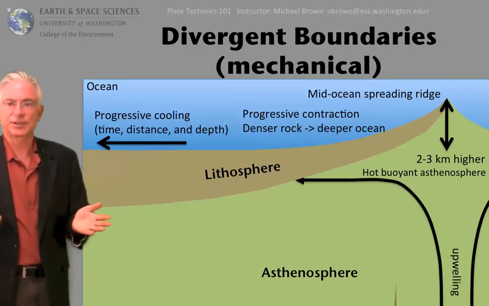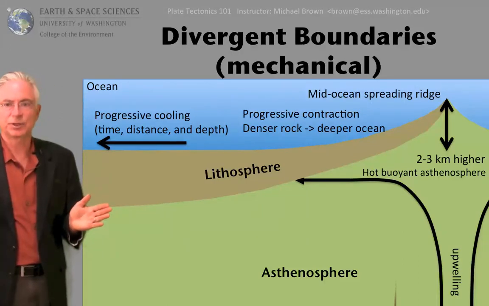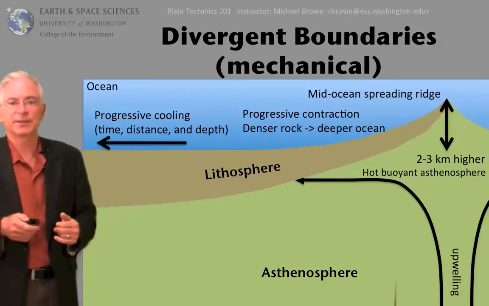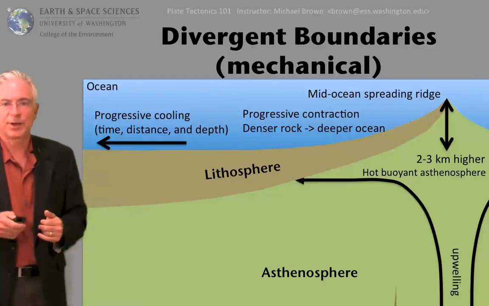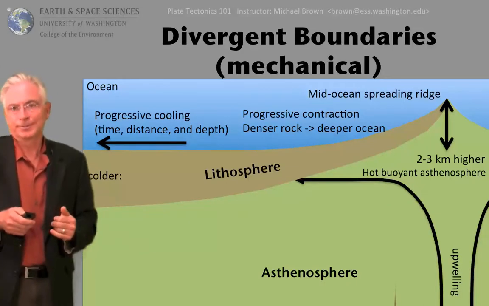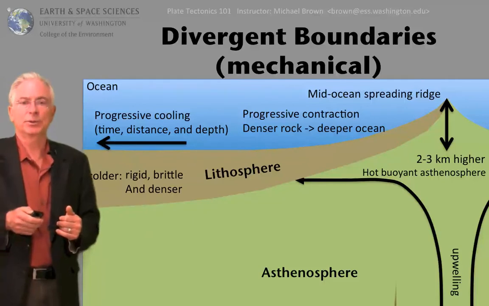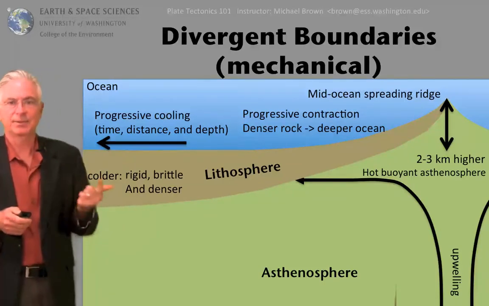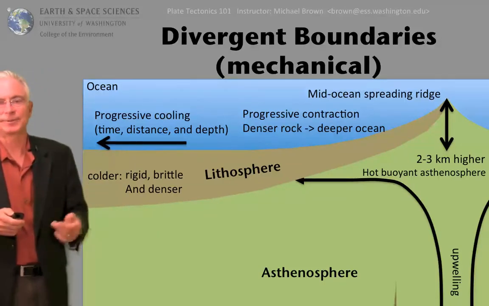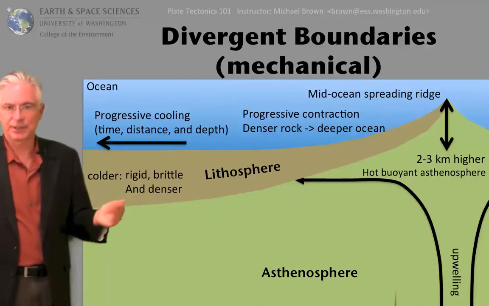The lithosphere starts out at 0 thickness at the mid-ocean spreading ridge and gets progressively thicker as you move away from the spreading ridge. It is colder, and as a result of being colder, it is more rigid, it is more brittle, and it's denser. There it is, definition of a plate.